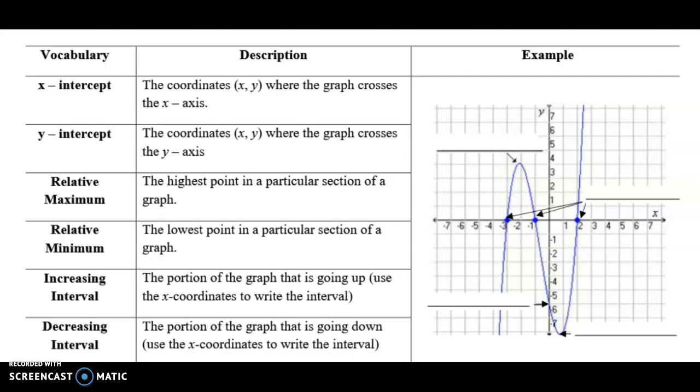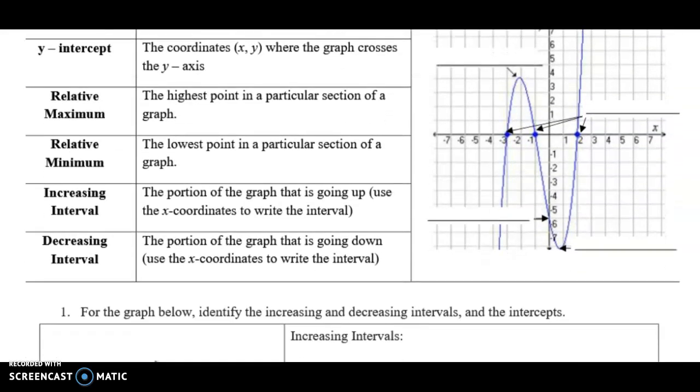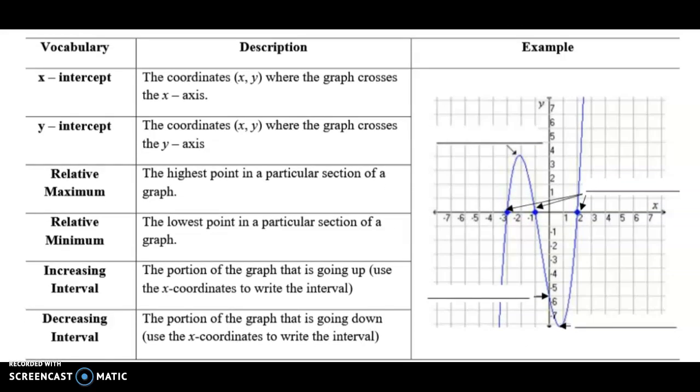A relative minimum is the lowest point, like the bottom of a hill or a bottom of a valley. Relative maximum is the highest point, so top of a hill. Your increasing interval is where it is going up, where you're seeing a positive slope. The decreasing interval is where it is going down and you're seeing a negative slope. And then your positive interval is where it's over the x-axis, and negative interval is where it's below the x-axis.